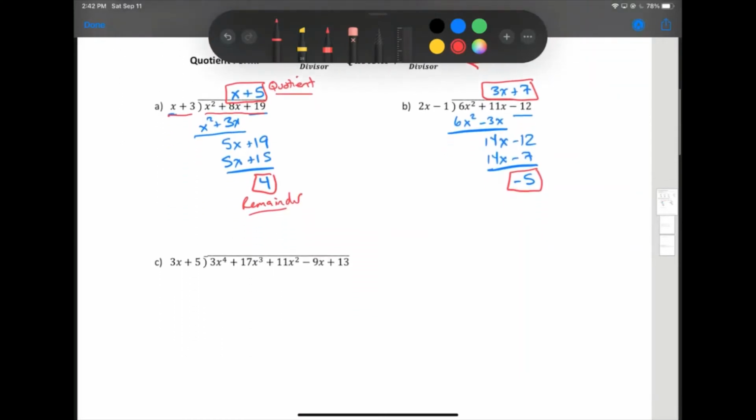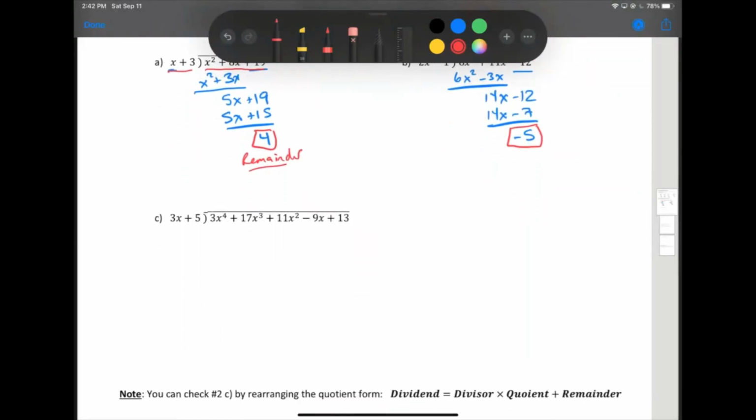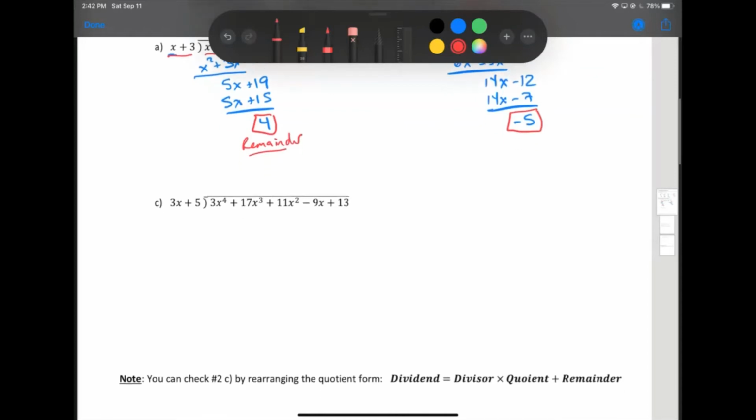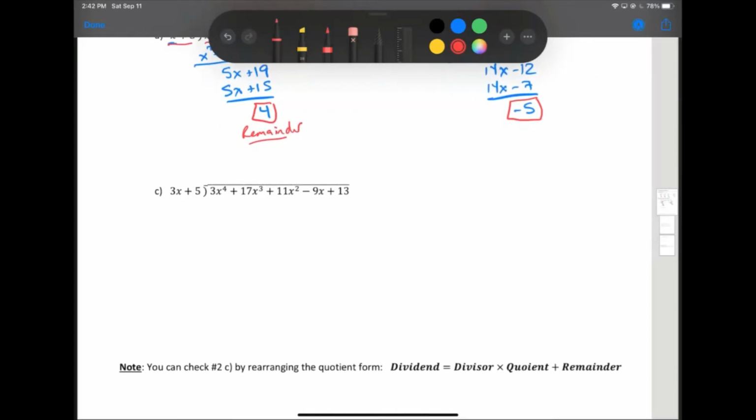Okay, if you can do part C, you are the ruler of all things and the king or queen of knowledge. Okay, so to multiply 3x by something to get 3x to the fourth, I just multiply it by x cubed. I'm going to put it over top of the x cubed term, just so that it lines up nicely. X cubed times 3x is 3x to the fourth, which is good. We want that to be the same, so it cancels. X cubed times 5 is plus 5x cubed.